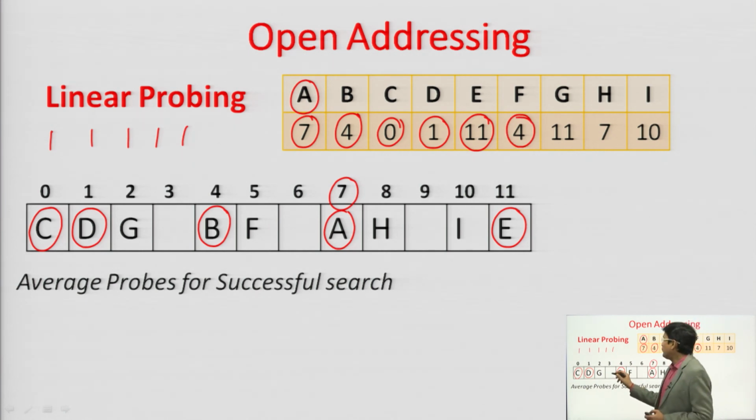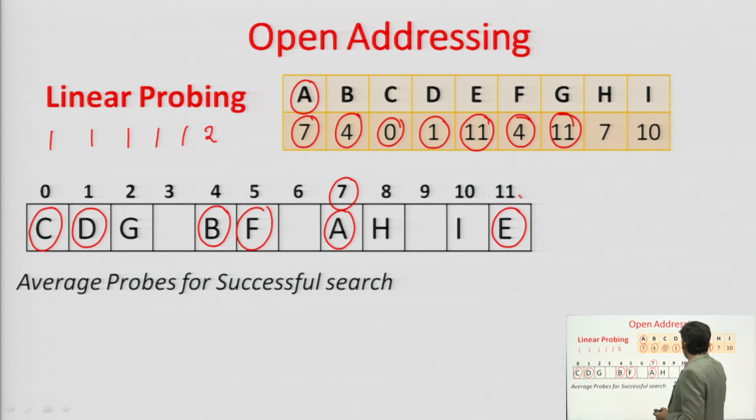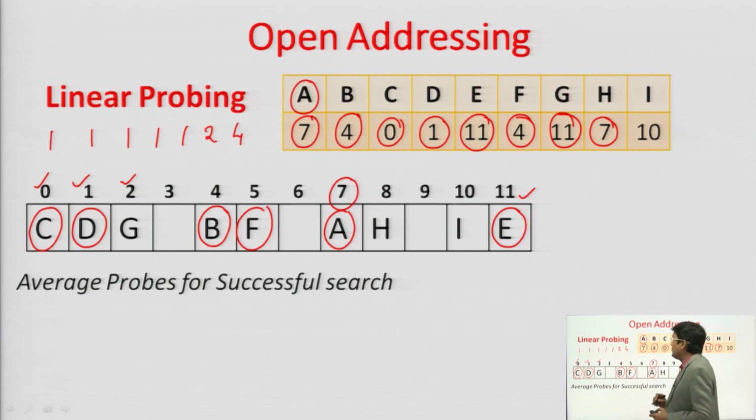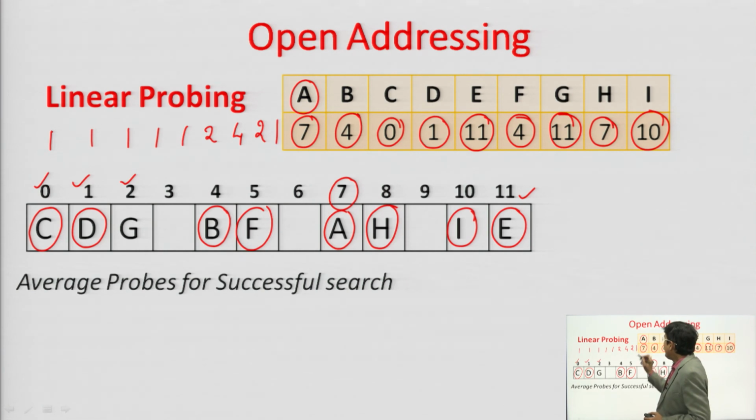F has location number 4, but 4 location is busy, so you will look for 5th location. At 5th location you find F, so 2 comparisons are required to search this F data item. Then G, G is not found at 11, G is not found at 0, G is not found at 1, but G is found at 2 location, so 4 comparisons are required to search this item. Then you have H which has a location 7, location number 7 is busy, you will look for the 8th location, so you require 2 comparisons for this. I has a location number 10, and you have found I here, so you require 1 comparison.